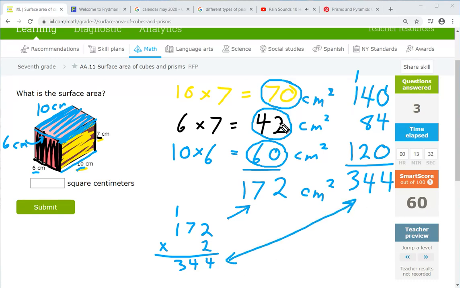You could double these and then add them up, or you could add all of these up and then multiply by 2, and you get the same thing. So for all of these, we just multiplied by 2, right, to get those over there. Now the screen is getting cluttered, so I'm just going to go ahead here and type in the answer, which is 344 square centimeters.